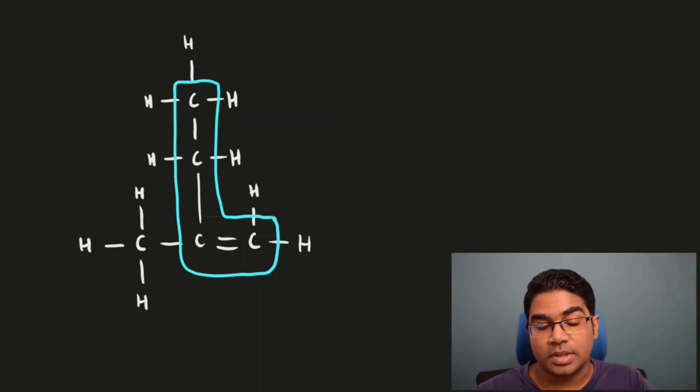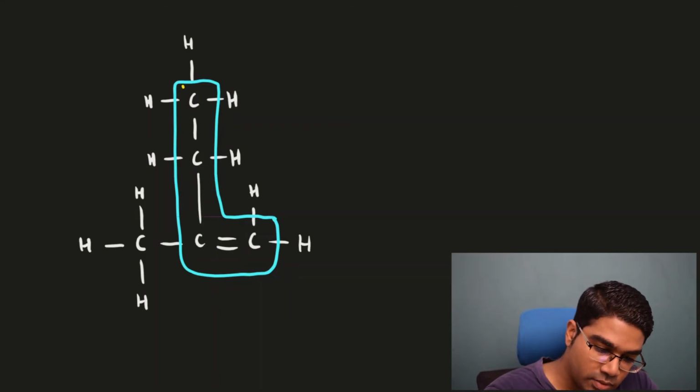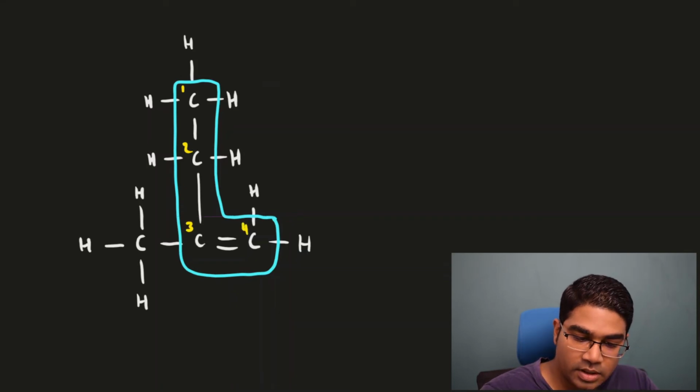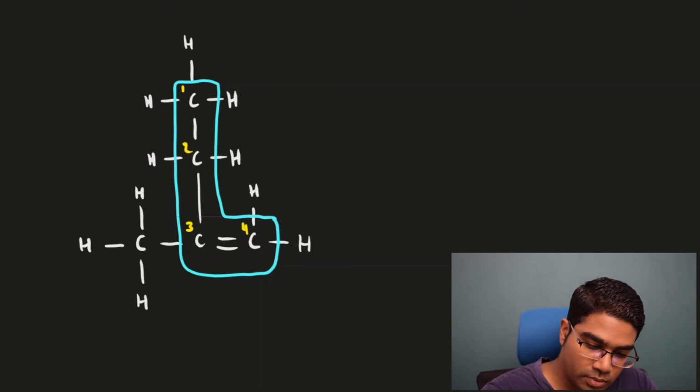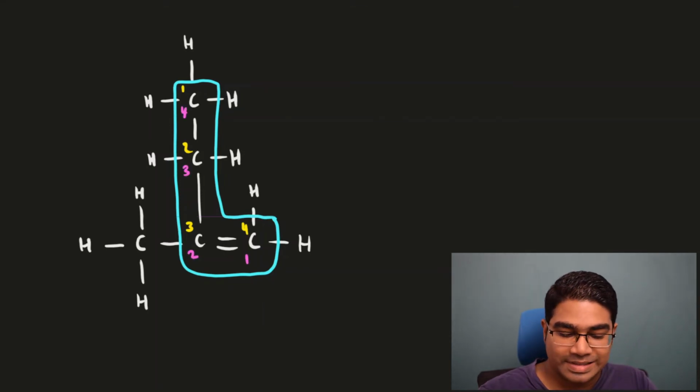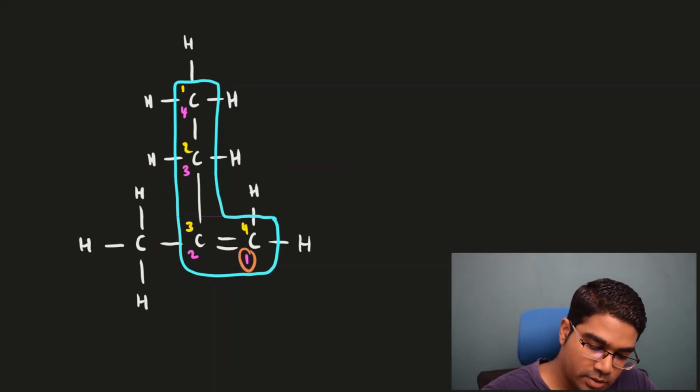Now we number our carbons as usual. We start from both ends. So 1, 2, 3, 4. And then we could also go 1, 2, 3, 4. So the CC double bond position is either at 1 or 3. We are definitely choosing 1, so we can ignore the yellow numbering.